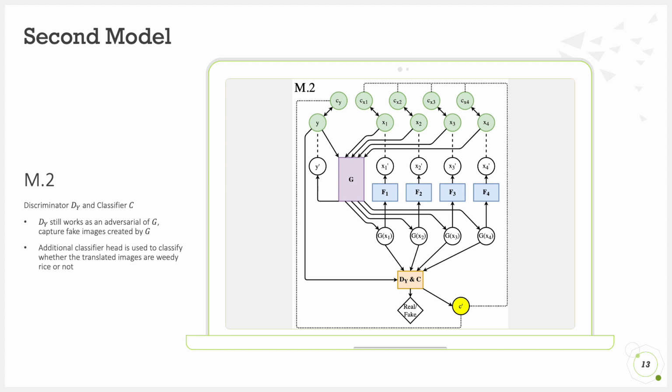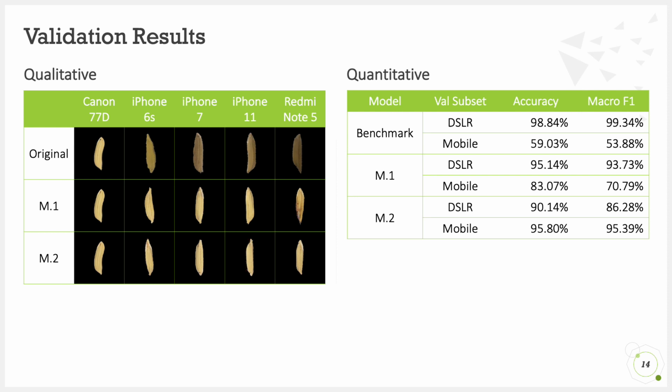So we modify the first model a little bit by adding a classifier head, which classifies between cultivated and weedy rice, into the discriminator model as a second model. The second model sacrificed more accuracy on the DSLR validation set, by 5%, but with significant improvement on the mobile validation set, by 13%. Note that the macro F1 score for the DSLR validation set dropped below 90%.